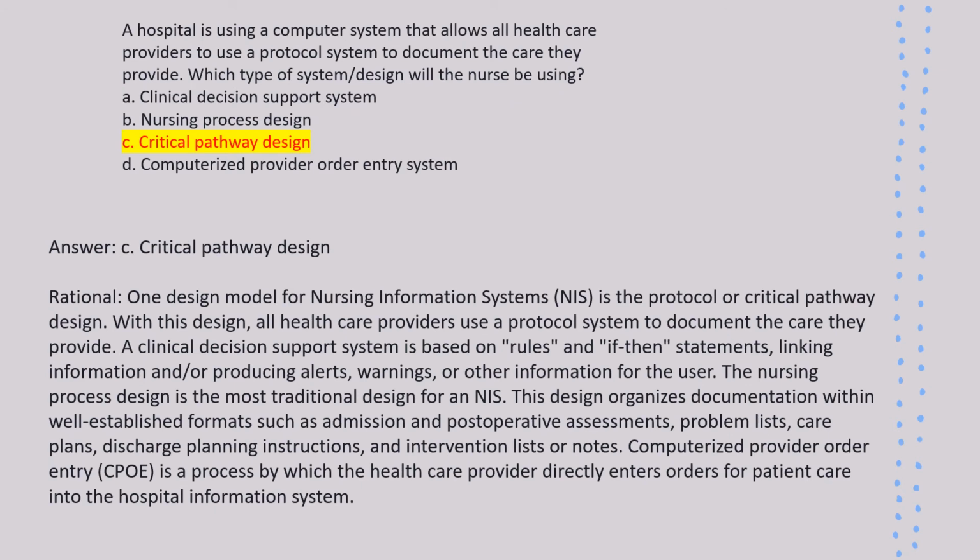Answer: C. Critical Pathway Design. Rationale: one design model for nursing information systems (NIS) is the protocol or critical pathway design. With this design, all healthcare providers use a protocol system to document the care they provide. A clinical decision support system is based on rules and if-then statements, linking information and/or producing alerts, warnings, or other information for the user. The nursing process design is the most traditional design for an NIS.